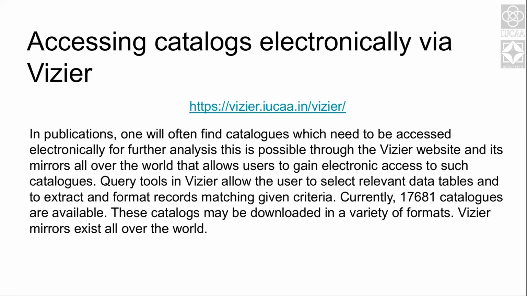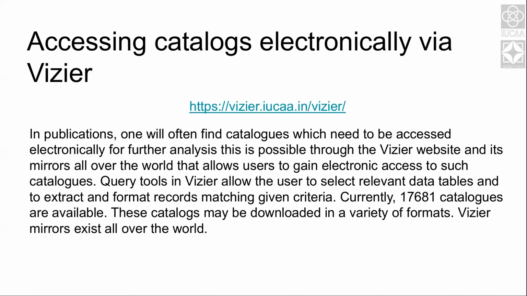Okay, so as we saw, we astronomers have been making catalogs of objects containing information for a very long time, since the time of Hipparchus. Now, in addition to catalogs that are compiled by various people historically, many modern papers, the kind of papers that you will find in the ADS, will contain catalogs which need to be accessed electronically for further analysis. And this is made possible through a website called VizieR. There's a mirror of VizieR in Pune, so I've given the link to that, but the original site is in France. And there are query tools in VizieR that allow the user to select relevant data tables and to extract and format records matching given criteria.